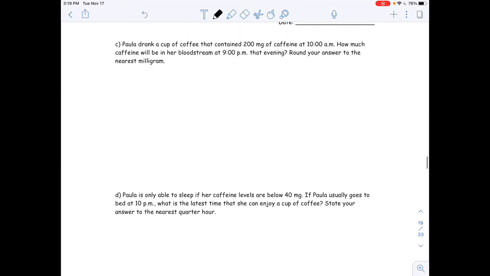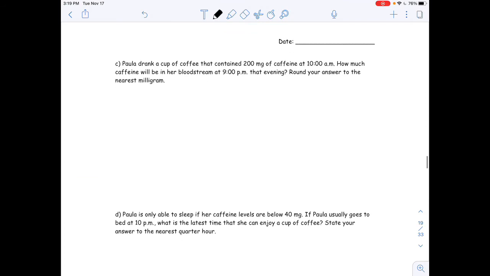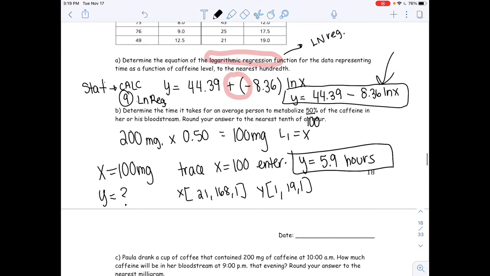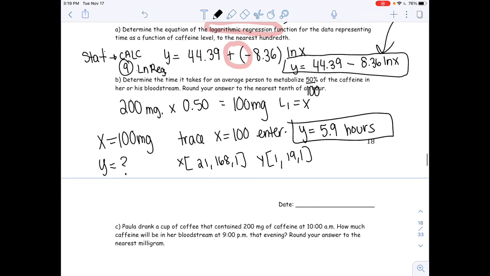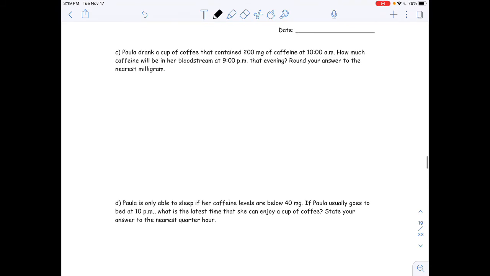Now this one's a good question. These last two questions are the harder questions, so make sure you're focusing on these ones. Also pause if you need more time with any of the questions. Everybody's good? Okay, questions C and D.